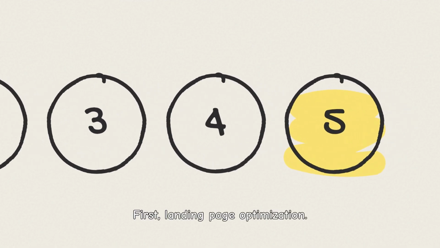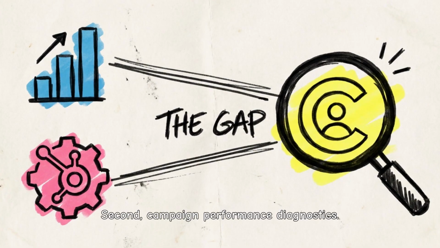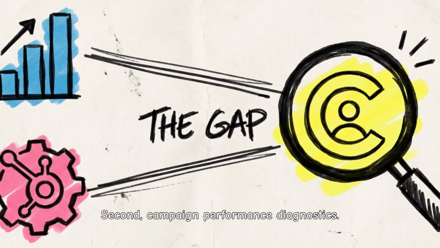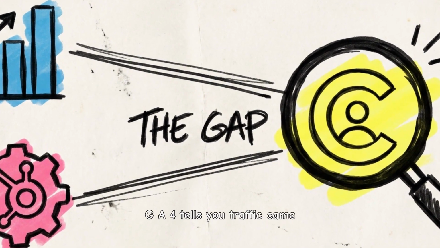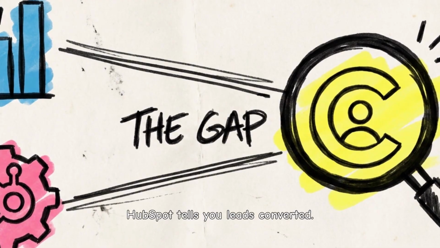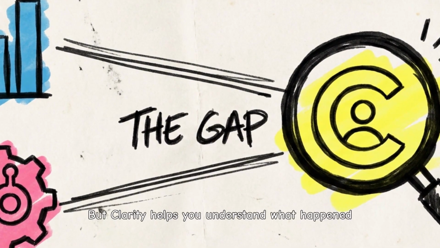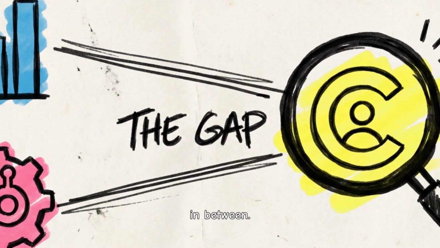First, landing page optimization. You can ask Claude to compare scroll depth and suggest changes. Second, campaign performance diagnostics. GA4 tells you traffic came in. HubSpot tells you leads converted. But Clarity helps you understand what happened in between.